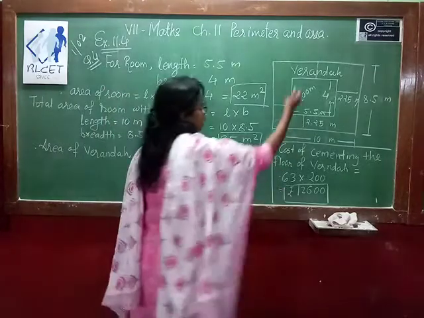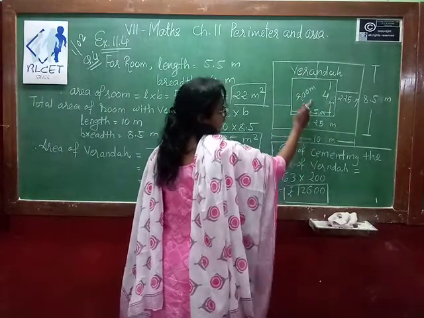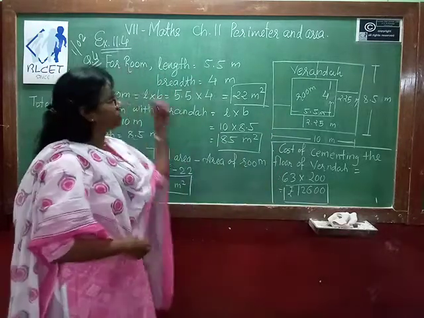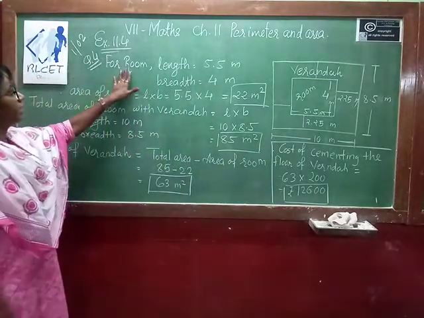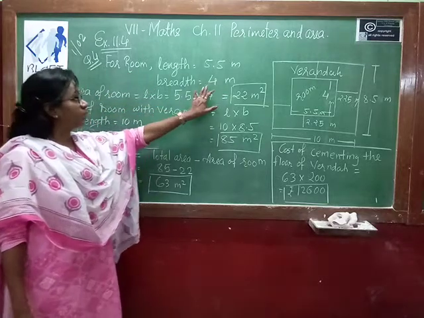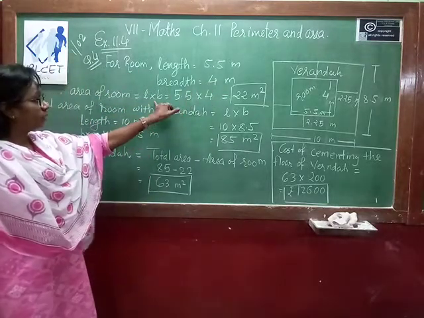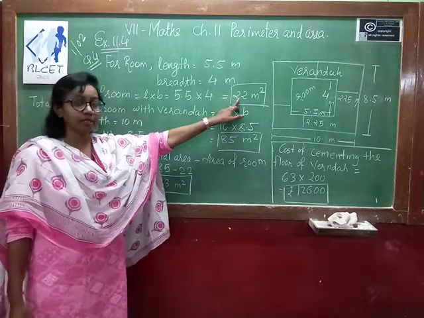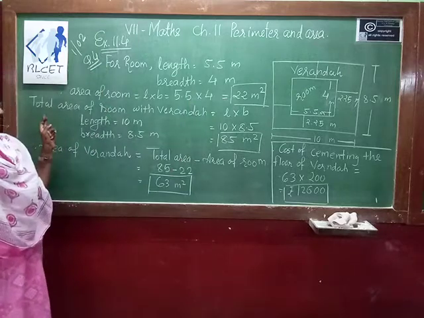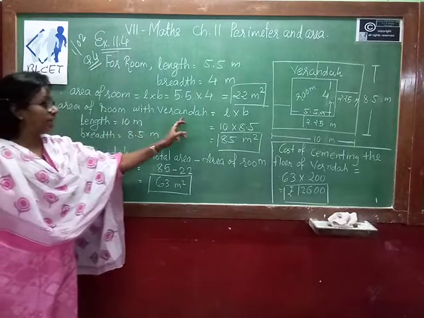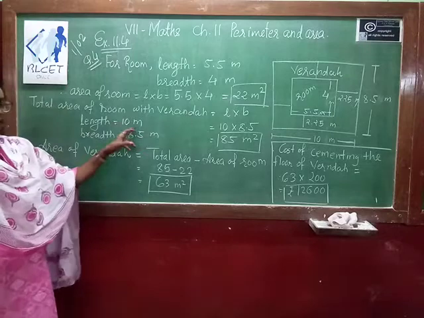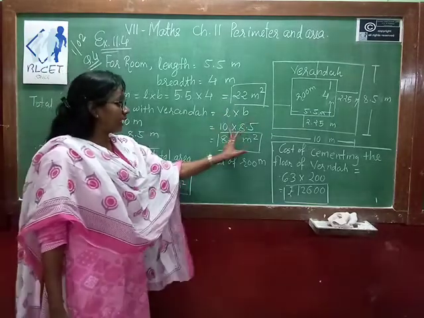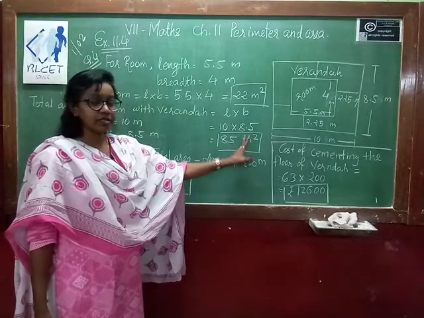So this way we can find the area of this total and area of this room, and whatever difference we are getting, that is the area of veranda. So let's see. So first we will find the area of room. Length is 5.5, breadth is 4 meter. L into B, area of the room, that is L into B, 5.5 into 4, we will get 22 meter square. Now total area of room with veranda, that time your length is 10 meter, breadth is 8.5 meter. So area is equal to L into B, 10 into 8.5, 85 meter square.